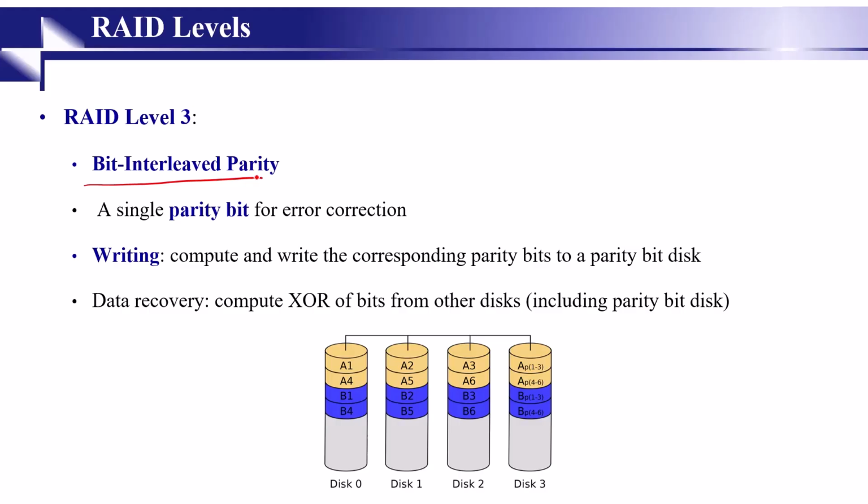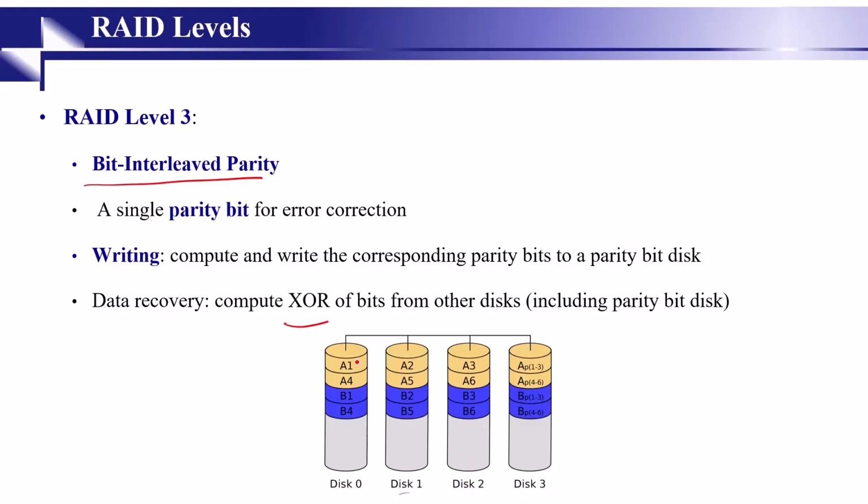If a disk fails, you can recover the lost data by computing the XOR of the bits from the remaining disks, including that parity disk. It's a neat way to add some redundancy, but like level 2, it's fallen out of favor over time. This is a RAID level 3 with 4 disk configuration.